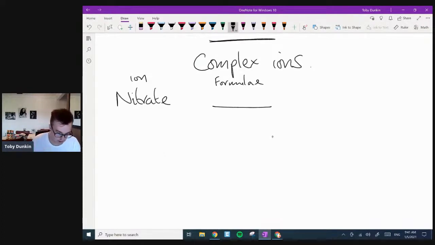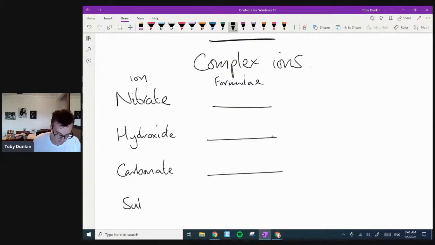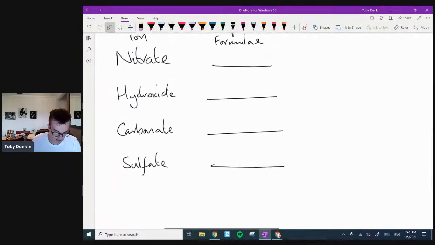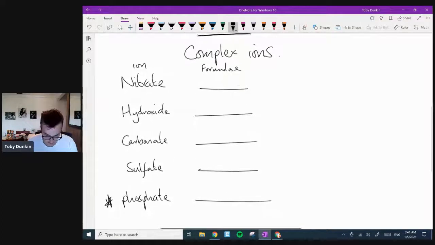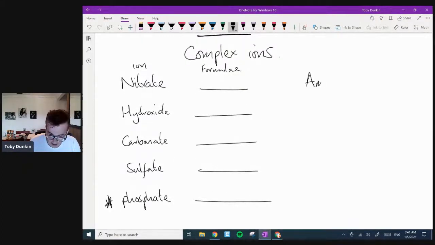Don't forget its charge. Next one is the hydroxide. Formulae and charge, please. Next one is the carbonate. Carbonate, there. Then the sulfate. Sulfate. And then for those people who are thinking of doing A-level, phosphate. That is an A-level extension. Yeah. And then we have ammonium. Yeah, ammonium. There we go.